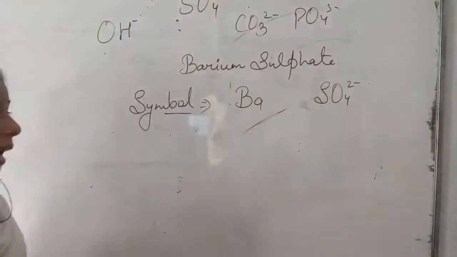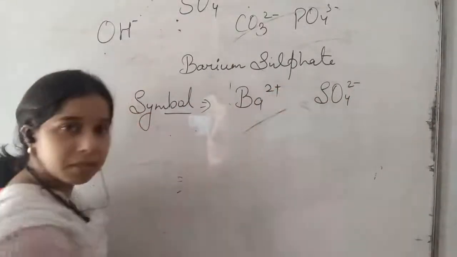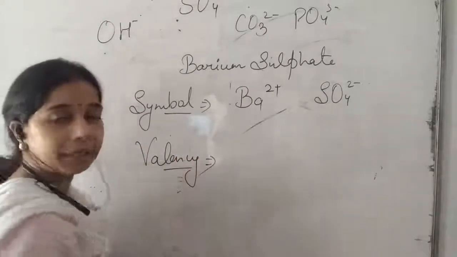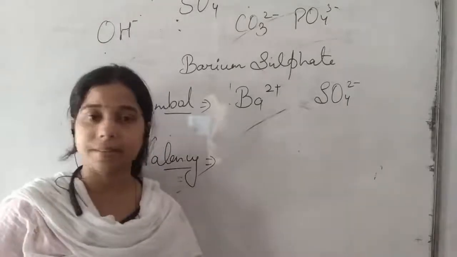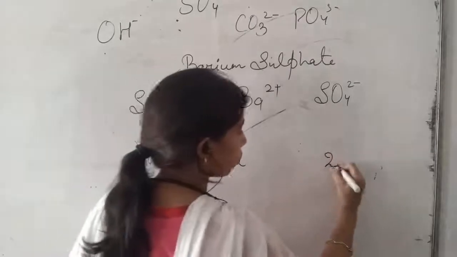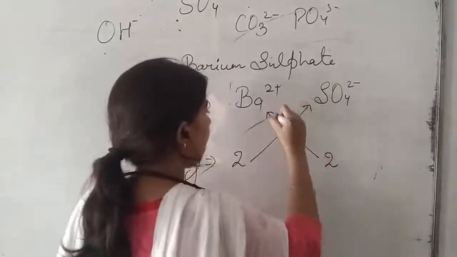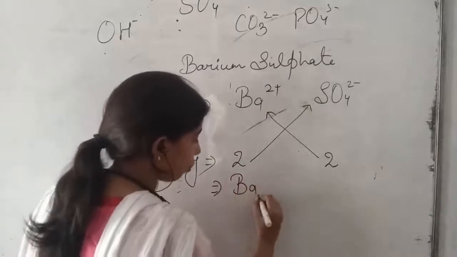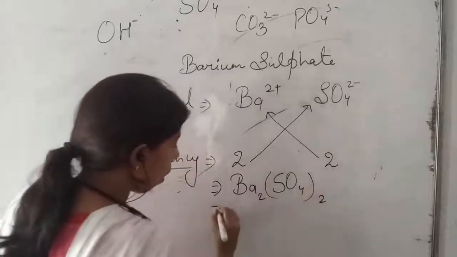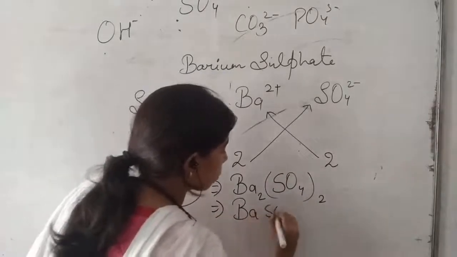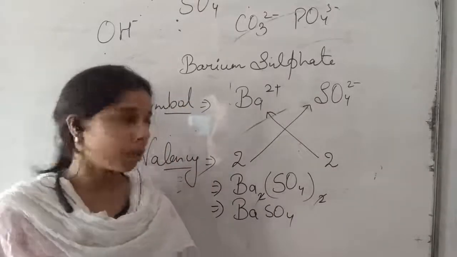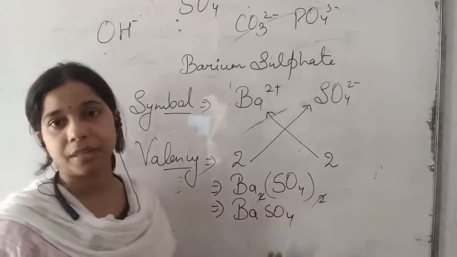The charge on the barium is 2 positive. So the valency we will write here is the charge only. You know that in the ions we will write the charge as a valency. So the valency of the barium will be 2 and that of the sulfate is also 2. So we will crisscross each other and this gives Ba2 and SO4 whole twice 2, or BaSO4, because these 2s are going to cancel each other. Okay, so the formula of barium sulfate is BaSO4.